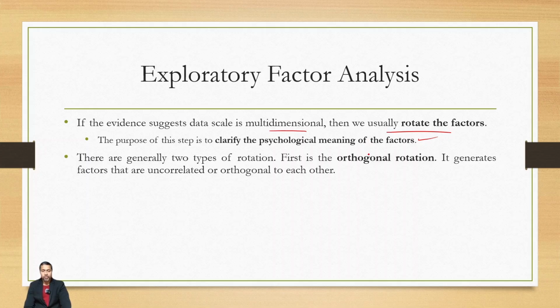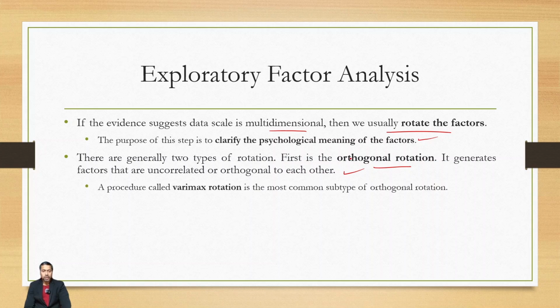There are generally two types of rotation. First is the orthogonal rotation, and what it does is it generates factors that are uncorrelated, or we say orthogonal to each other. Within it, the procedure called Varimax rotation is the most common subtype of orthogonal rotation.